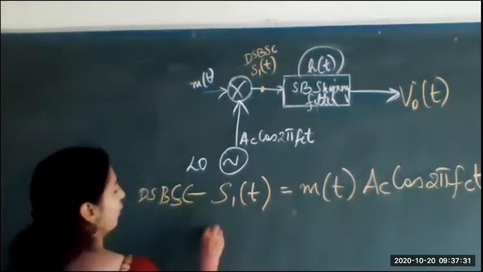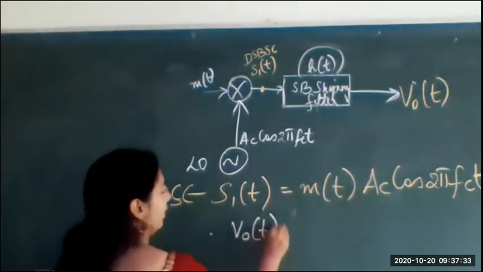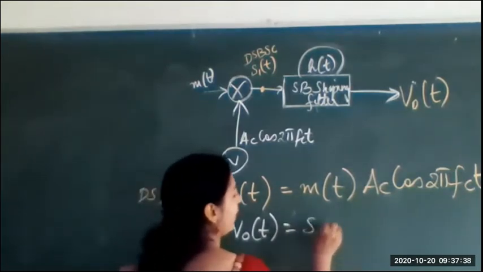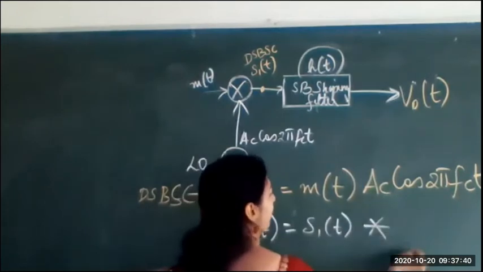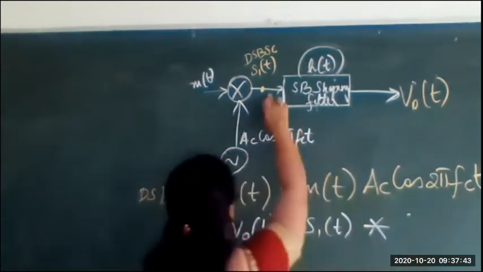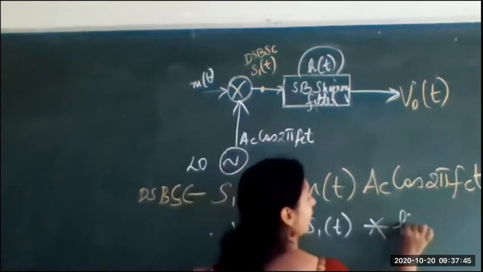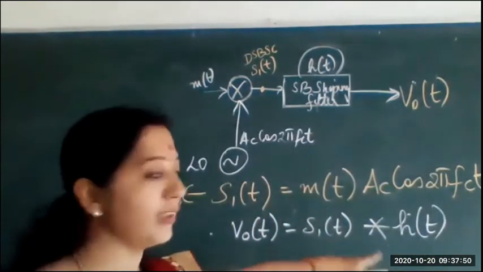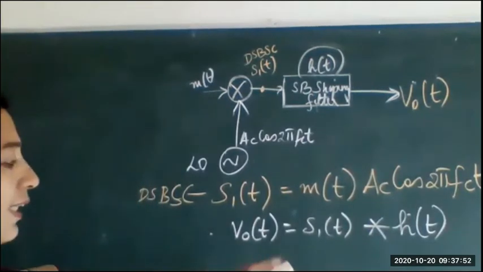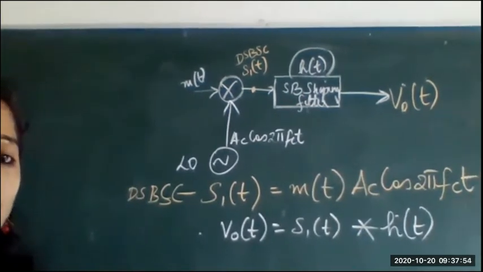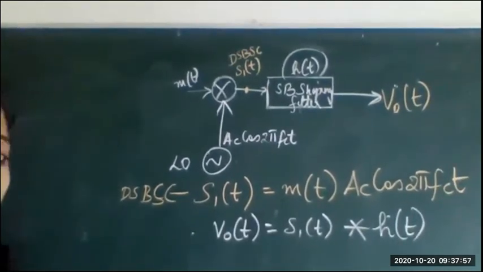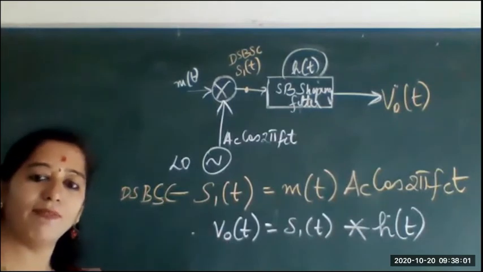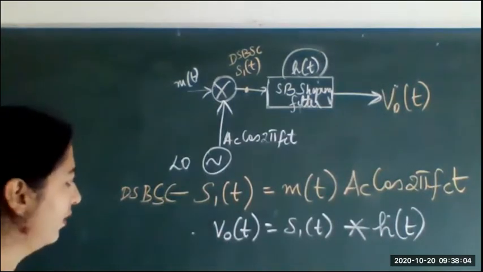Exactly. Therefore, V0 of t would be S1 of t convolved with h of t. So S1 of t is your DSB-SC signal convolved with h of t, the impulse response. Now, what should you do? Let's convert everything to frequency domain.